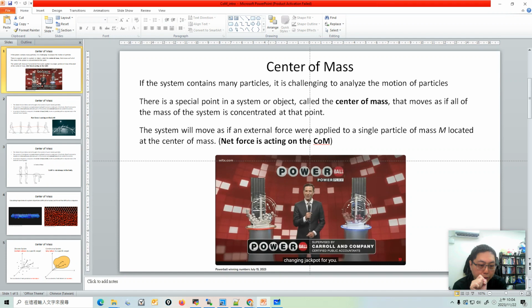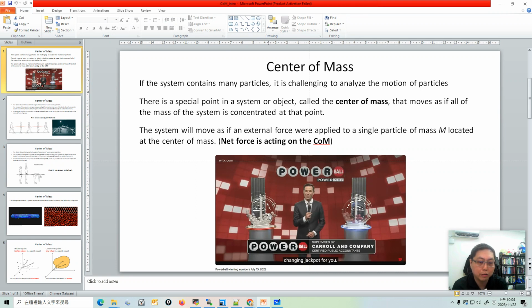The total mass of the system of particles is concentrated at that particular point, and the overall external force is acting on that particular point. So the center of mass treats a system of particles as one point, and you only have to consider that point, which has a mass equal to the total mass of the system of particles, and the net force is acting on it.